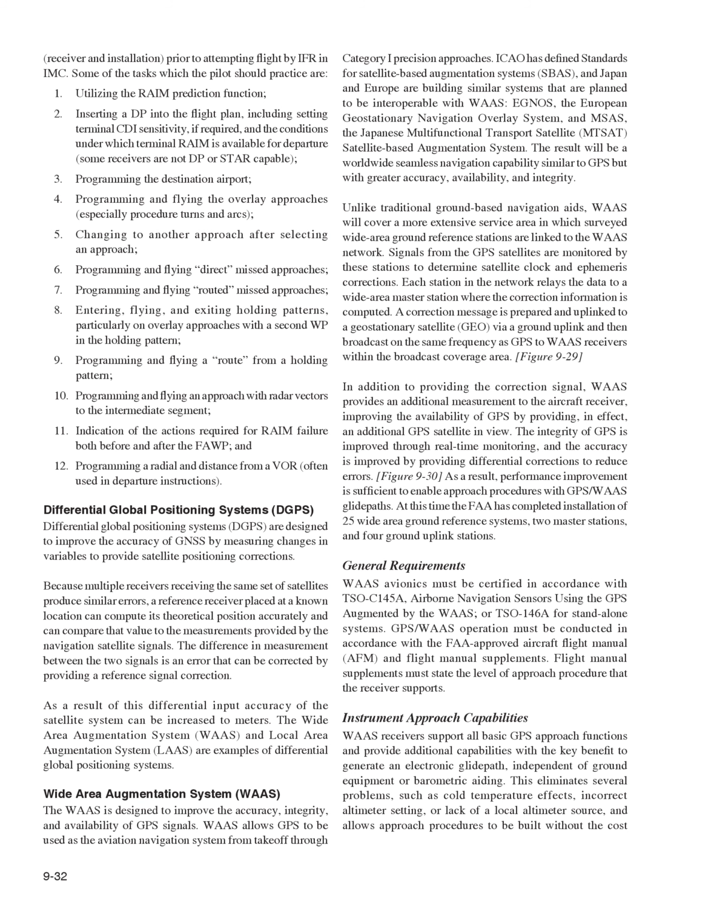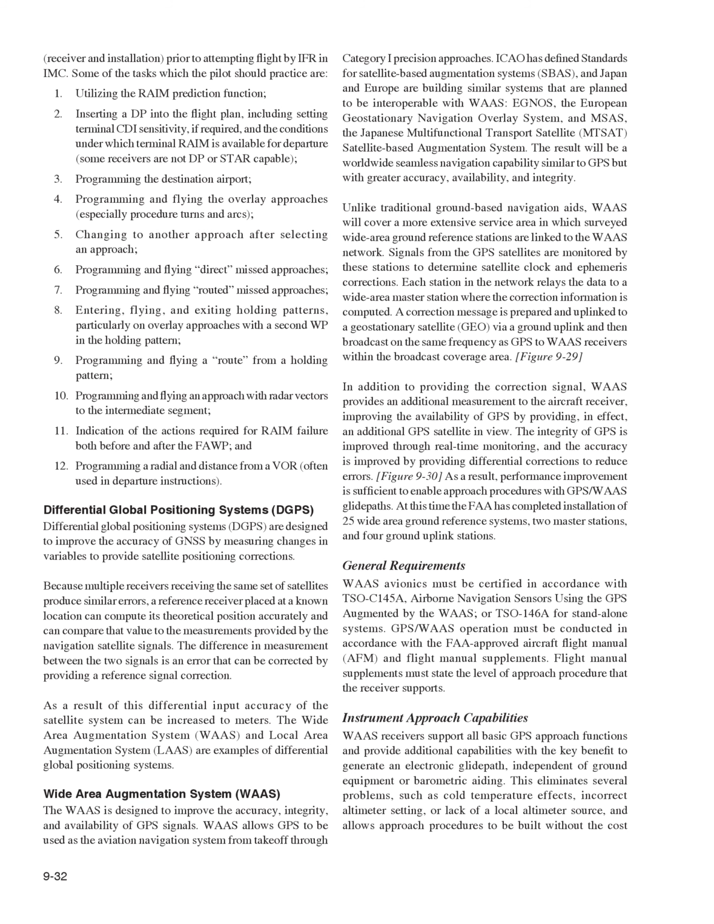Differential Global Positioning Systems, DGPS, are designed to improve the accuracy of GNSS by measuring changes in variables to provide satellite positioning corrections. Because multiple receivers receiving the same set of satellites produce similar errors, a reference receiver placed at a known location can compute its theoretical position accurately and can compare that value to the measurements provided by the navigation satellite signals. The difference in measurement between the two signals is an error that can be corrected by providing a reference signal correction. As a result of this, differential input accuracy of the satellite system can be increased to meters.